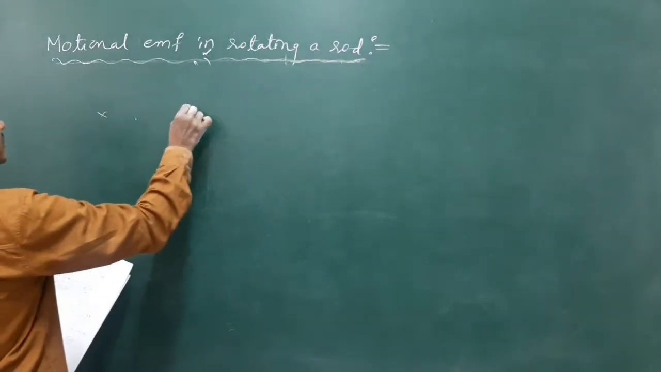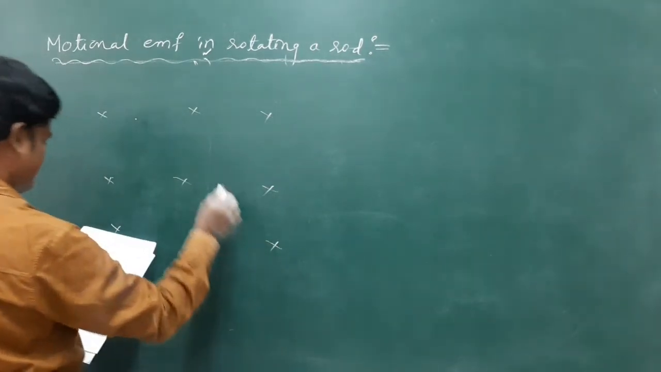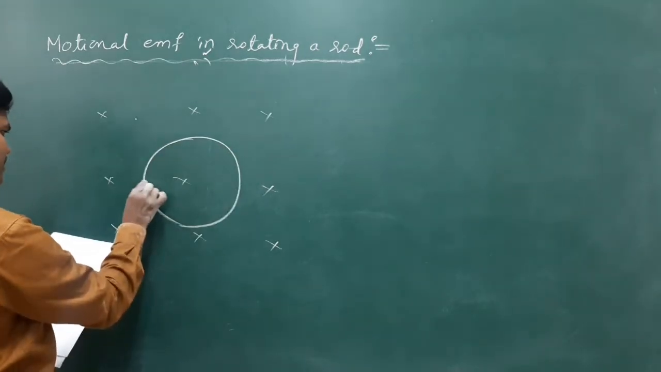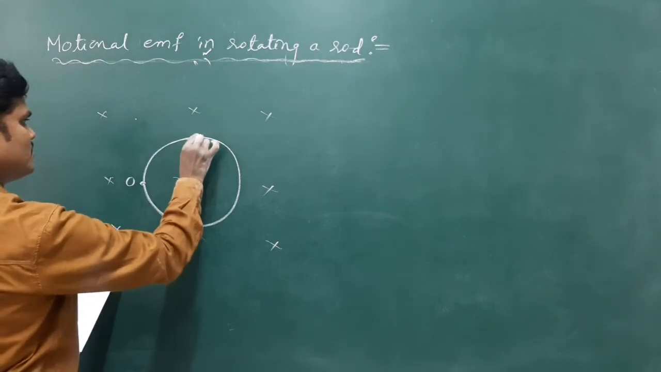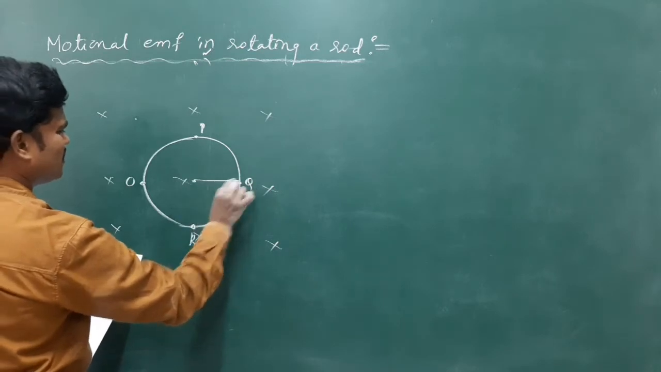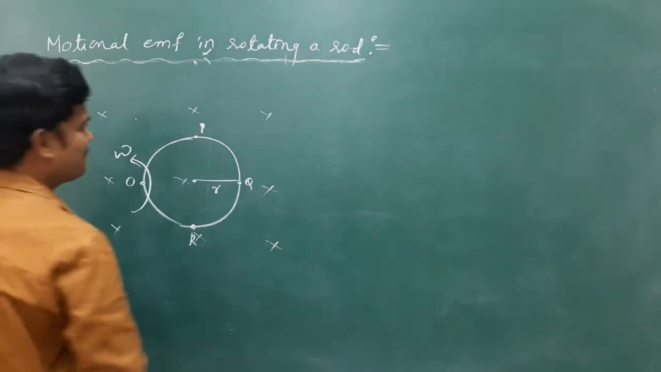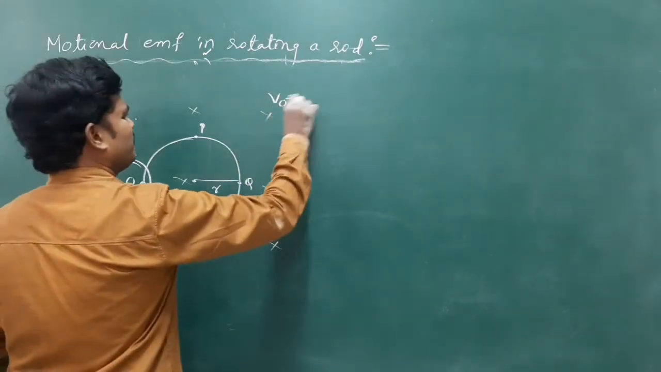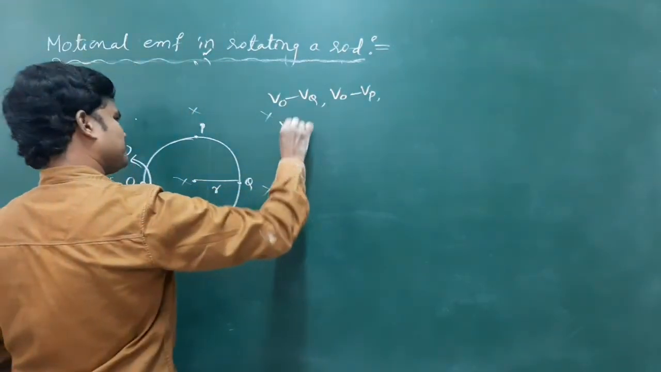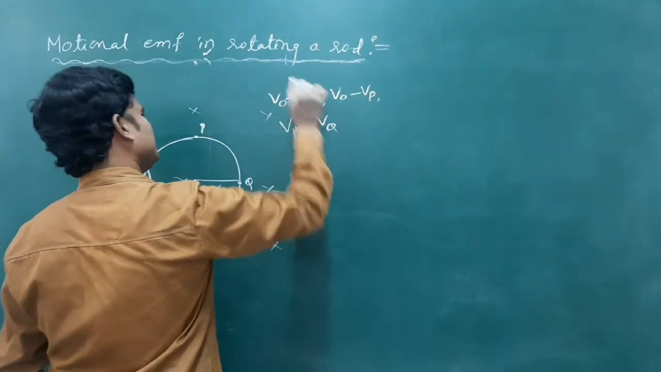See the given circular loop. This is the circular conducting loop, and this point is O, with points P, Q, R, and small r is the radius. It is rotating like this with an angular velocity omega. Then you try to find VO minus VQ, VO minus VP, and VP minus VQ.